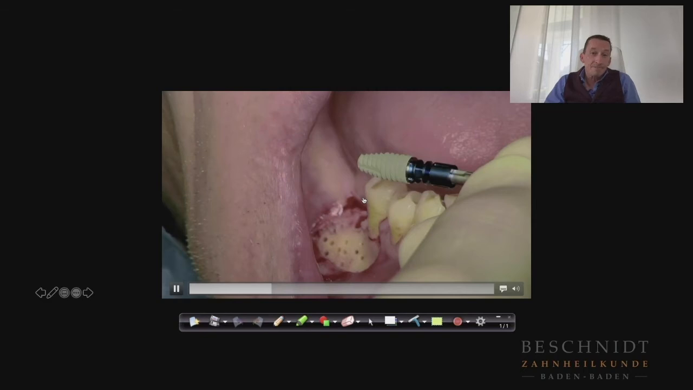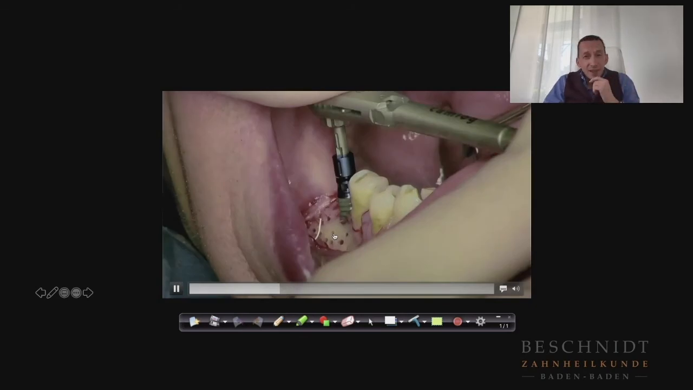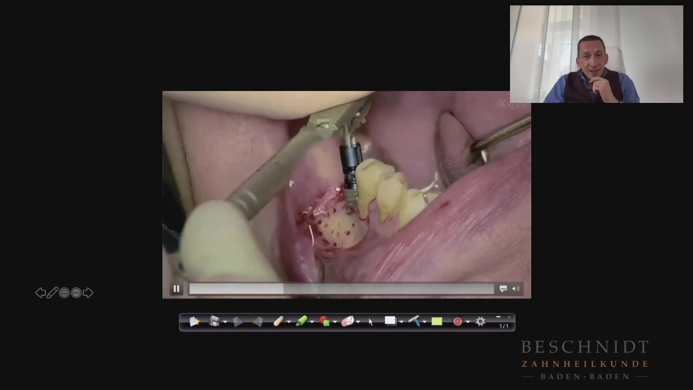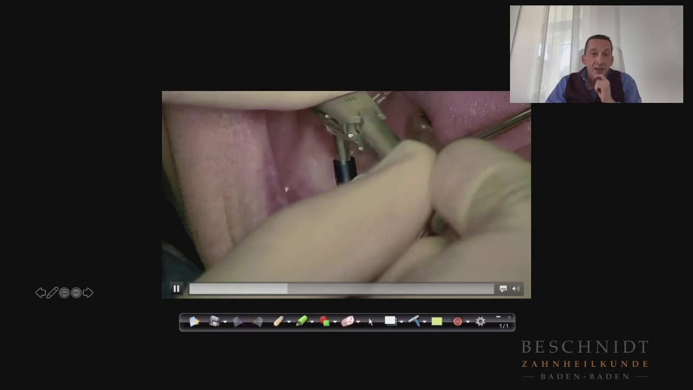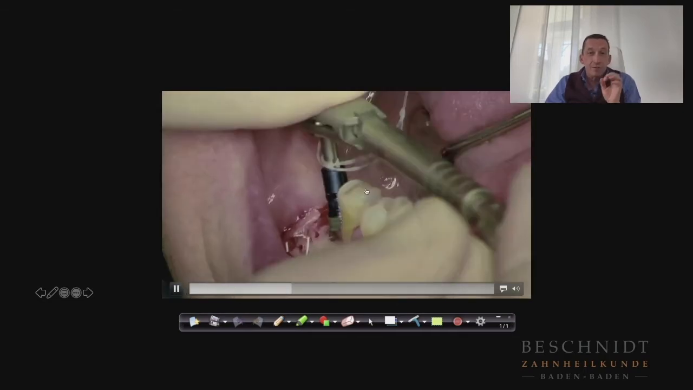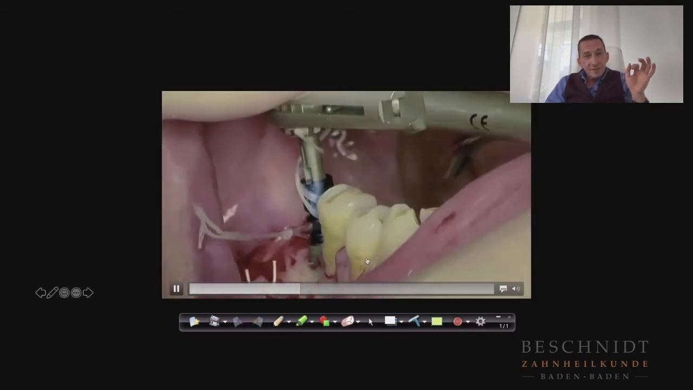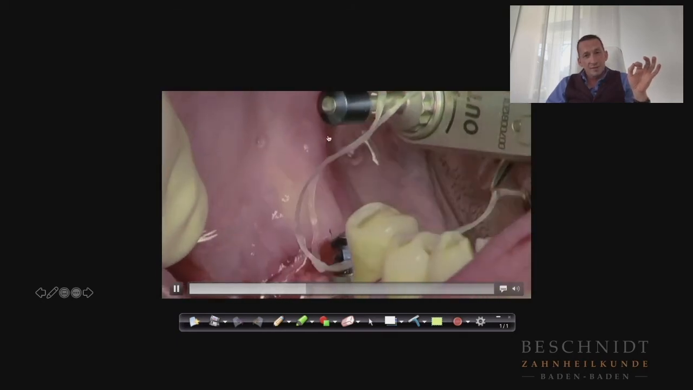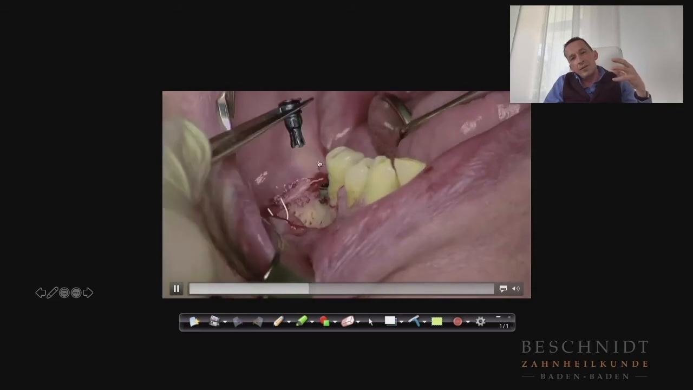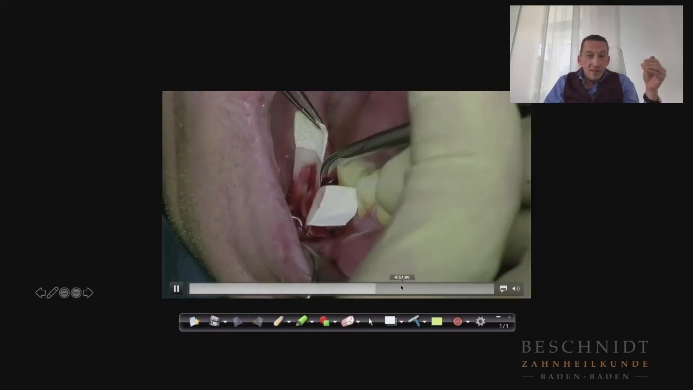Using the ratchet, you see we already have primary stability, more than 30 Newton centimeters. Now I block the ratchet and apply more insertion force. And now look what happens. If the insertion force is too high, if it is exceeding 100 Newton centimeters, now we are around 100. Look at the insertion post, there is a breaking point. So if the force is too high, it breaks.